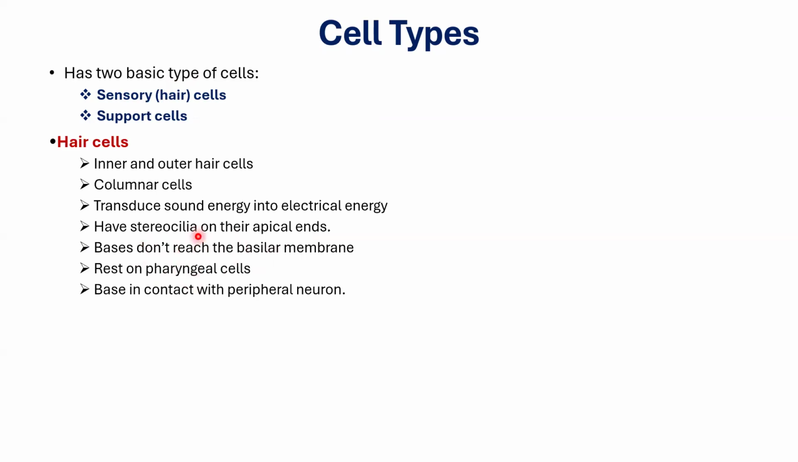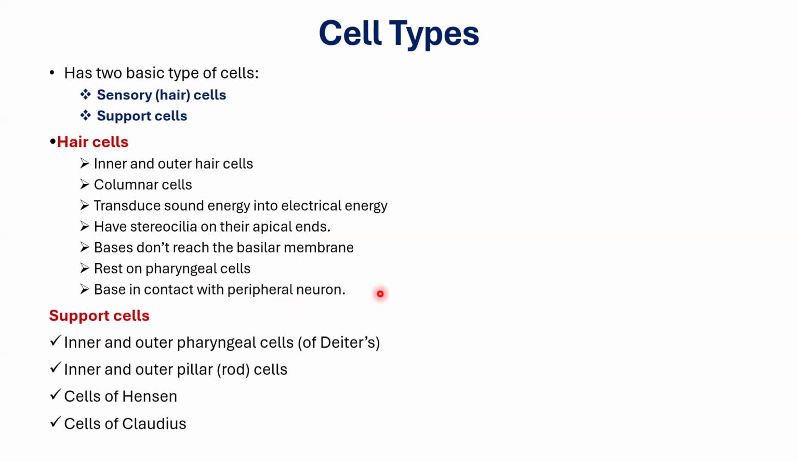The rest are the phalangeal cells, these phalangeal cells are one of the supporting cells. And then their base is in contact with the peripheral neuron, now the cochlear nerve, being the fibers of the cochlear nerve. The supporting cells will have the inner and outer phalangeal cells, also known as cells of Deiters, inner and outer pillar cells, also known as rod cells, cells of Hensen, cells of Claudius. So if you can count them, there are about 6 supporting cells. So inner and outer phalangeal cells, inner and outer pillar cells, cells of Hensen, cells of Claudius, and now you add the hair cells.